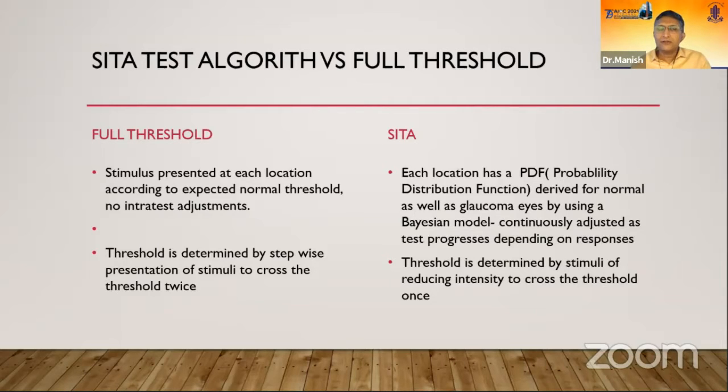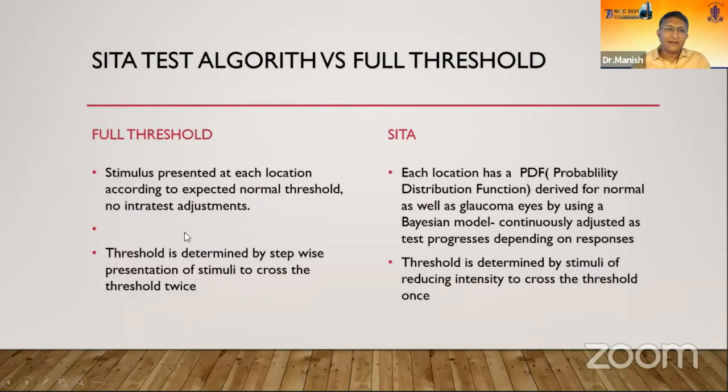And in the full threshold, the threshold is determined by stepwise presentation of stimuli across the threshold twice. So it is increased by 2 decibels and then reduced by 1 decibel to cross the threshold twice. Whereas in SITA, it is done by reducing the intensity, and the threshold is crossed only once.